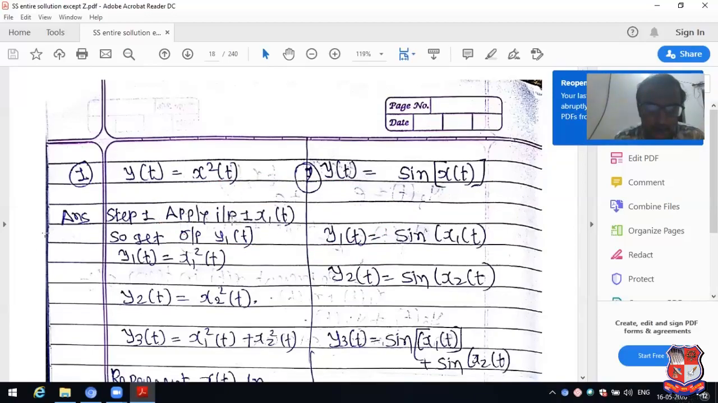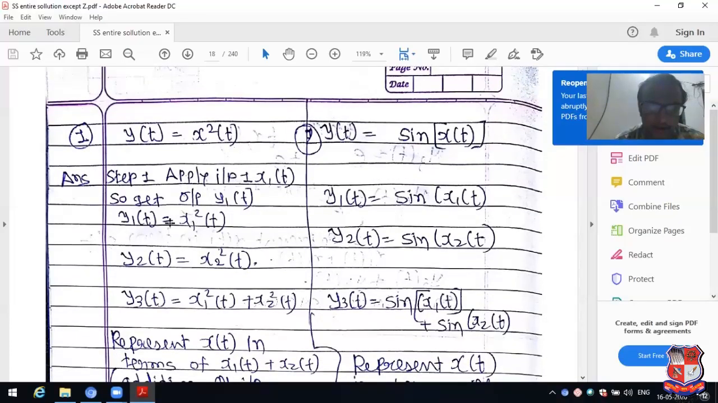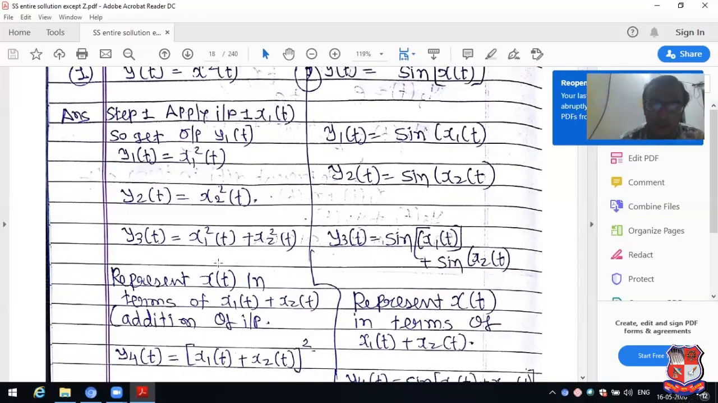Now see, applied input x1 of t to the system. So y1 of t equal to x1 square of t. Similarly, y2 of t: applied input 2 to the system, so x2 square of t. We have also discussed this on the whiteboard. Now see, this is the input, output y of t. Whenever x2 of t is applied as an input, y3 of t equal to x1 square of t plus x2 square of t.